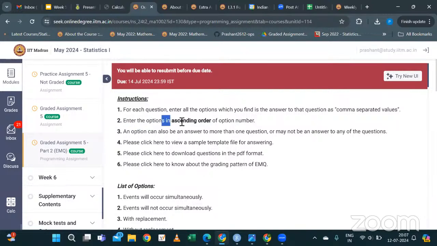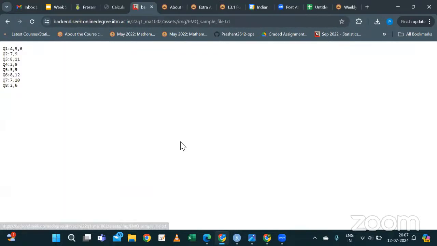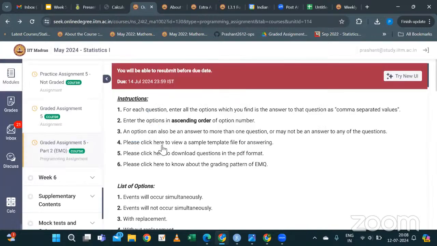You have to enter the options in ascending order. This is the template file. If you click here, you see for question one, you give the column, then which option numbers are correct. Let's say 4, 5, and 6 are correct. For question 2, 7 and 9 are correct. Something like that. So this is the template you have to submit for this EMQ assignment.